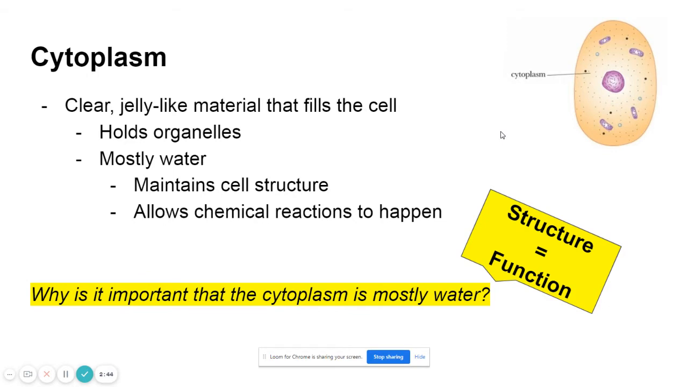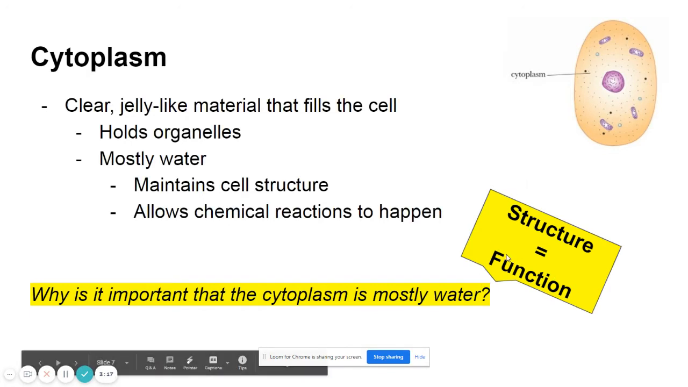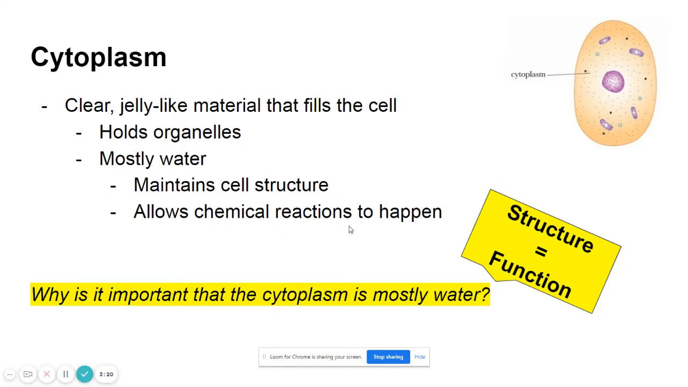So really important nutrients, vitamins, and reactants will be able to dissolve in the cytoplasm, and this allows chemical reactions to happen. If things can dissolve in the cytoplasm, then they can be used up by the cell to allow these chemical reactions that are essential to keeping the cell alive to happen. So again, this is an example of how the structure of the cytoplasm, in other words, it being made from mostly water, is important and reflects its function, which is allowing chemical reactions to happen and holding organelles, maintaining cell structure.